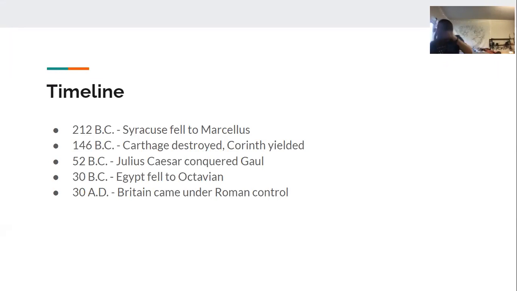And Corinth was the last significant Greek city-state before Greece pretty much entirely fell. And then after that, Julius Caesar conquered Gaul, Egypt fell to Octavian, and Britain came under Roman control. So after this, Rome had control of the entire Western world.